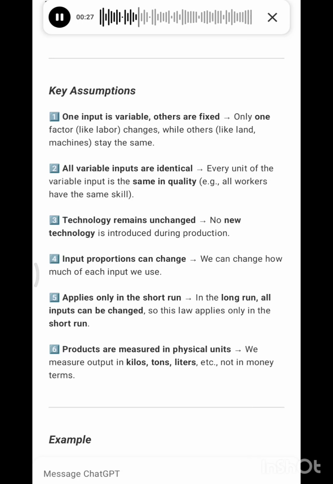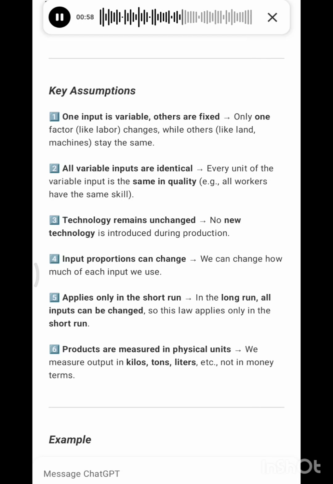2. All variable inputs are identical. Every unit of the variable input is the same in quality, e.g., all workers have the same skill. 3. Technology remains unchanged. No new technology is introduced during production. 4. Input proportions can change. We can change how much of each input we use. 5. Applies only in the short run. In the long run, all inputs can be changed. So this law applies only in the short run.